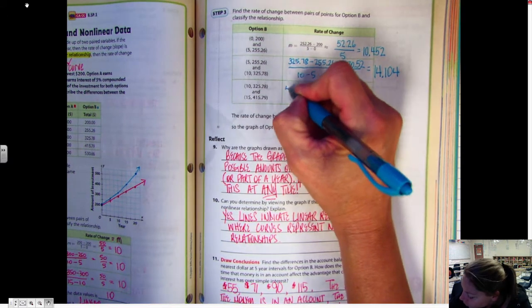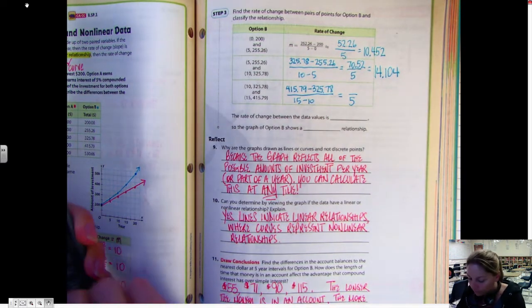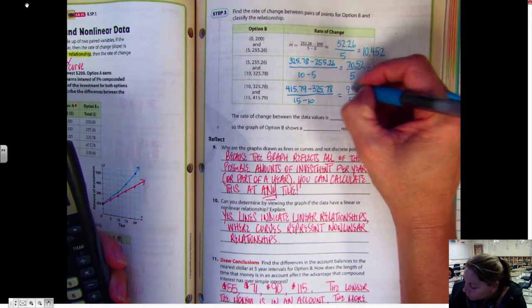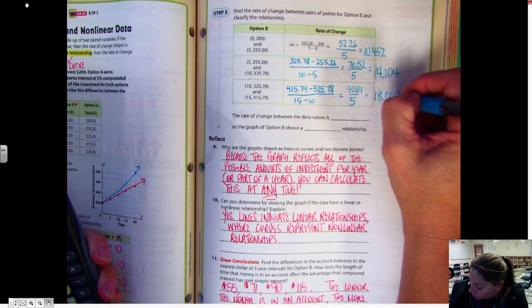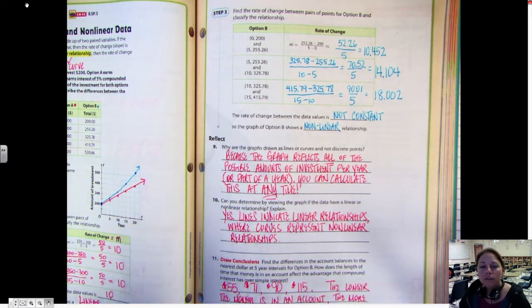So last one is 415.79 minus 325.78, and that's going to be over 15 minus 10. So again, my denominator is still 5. My numerator is 90.01. And when I divide that by 5, I get 18.002. So the rate of change between the data values is not constant. So the graph of option B shows a non-linear relationship.